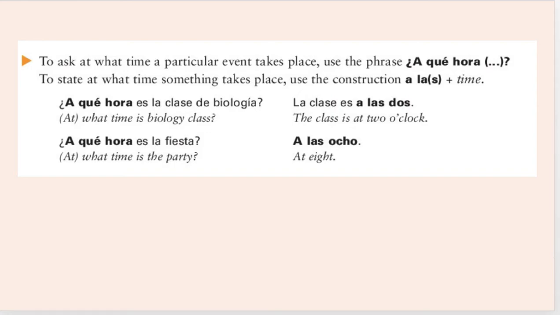To ask at what time a particular event takes place, use the phrase a qué hora, literally meaning at what hour. Por ejemplo, ¿a qué hora es la clase de biología? To state what time something takes place, use the construction a la or a las and then the time, meaning at whatever o'clock. ¿A qué hora es la clase de biología? La clase es a las 2. It is at 2 o'clock. ¿A qué hora es la fiesta? A las 8, at 8.